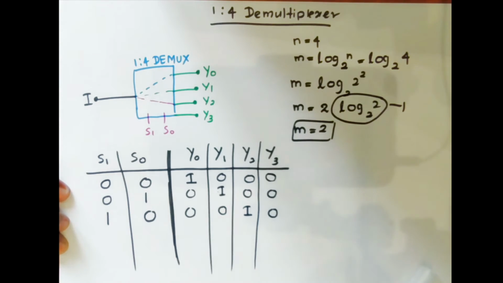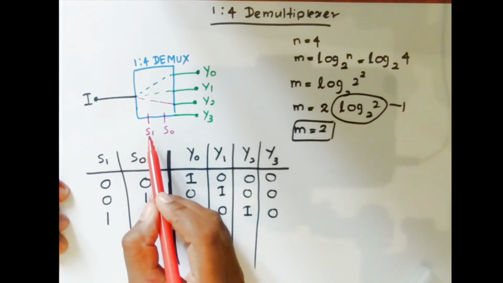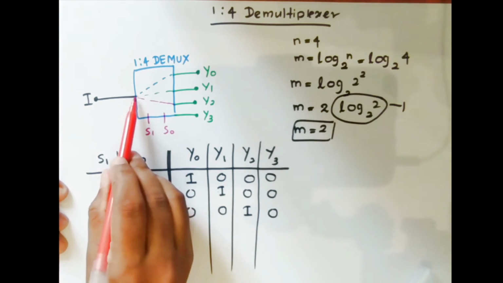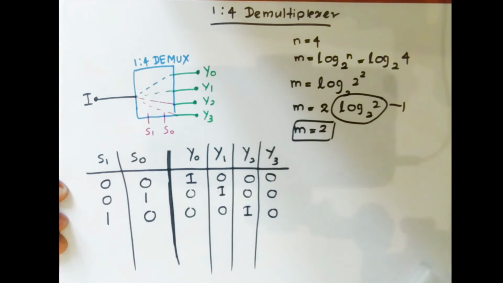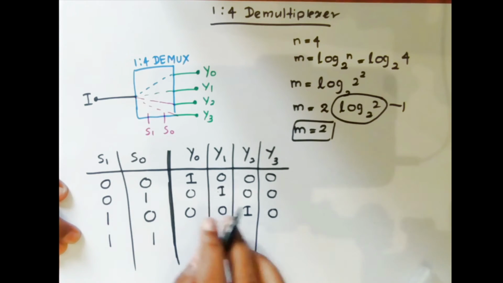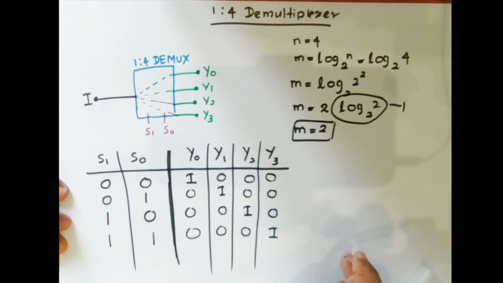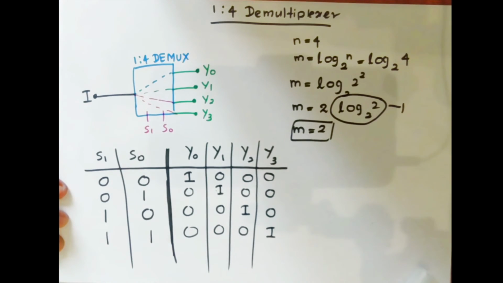So others are 0. And as the last case, when both S1 and S0 are equal to 1, I consider that I is going to y3. So S1 is 1, S0 is 1 and y3 will be equal to I. So we can write it like this. Then we can get the expression for these 4 outputs.